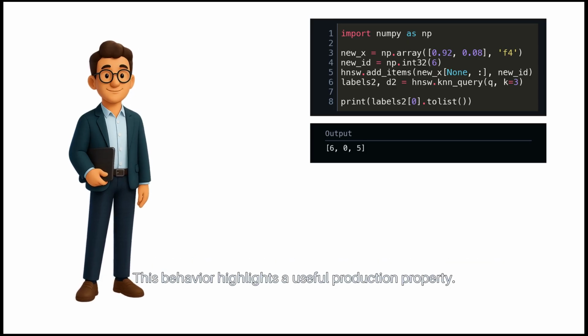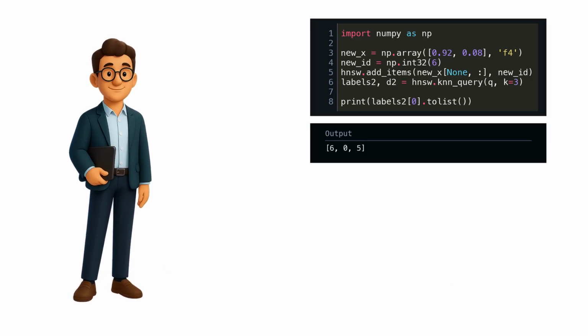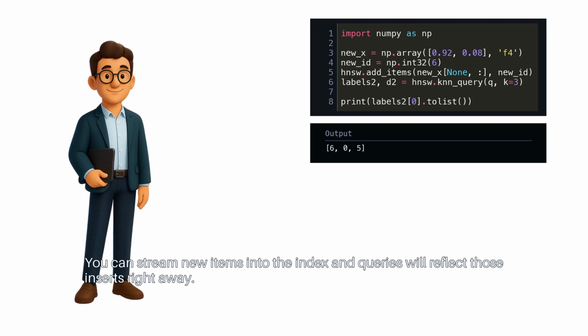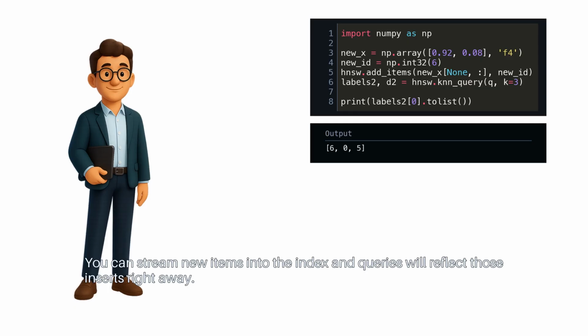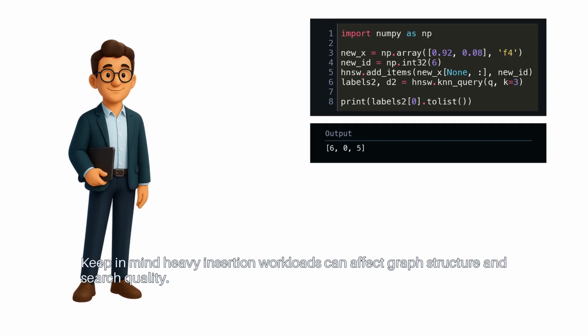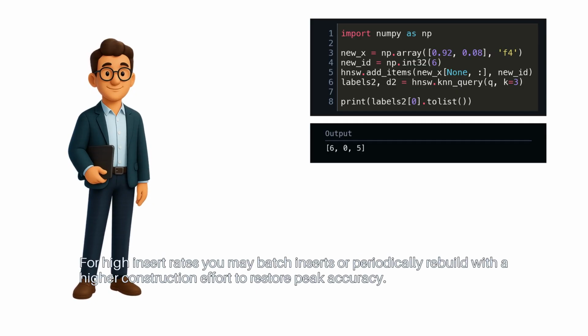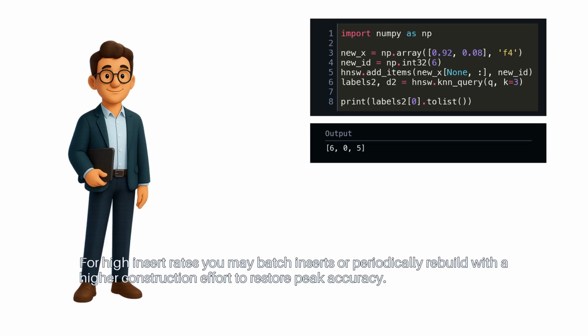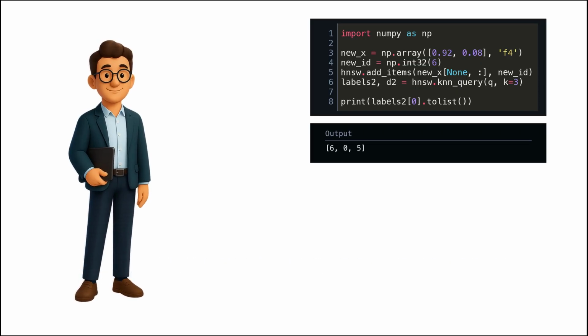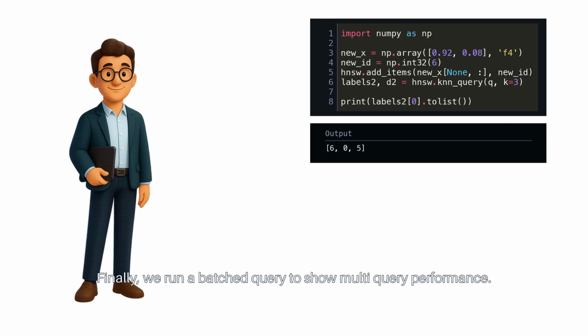This behavior highlights a useful production property. You can stream new items into the index, and queries will reflect those inserts right away. Keep in mind, heavy insertion workloads can affect graph structure and search quality. For high insert rates, you may batch inserts or periodically rebuild with a higher construction effort to restore peak accuracy. Finally, we run a batched query to show multi-query performance.